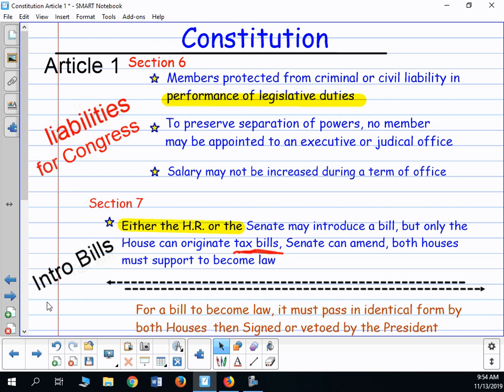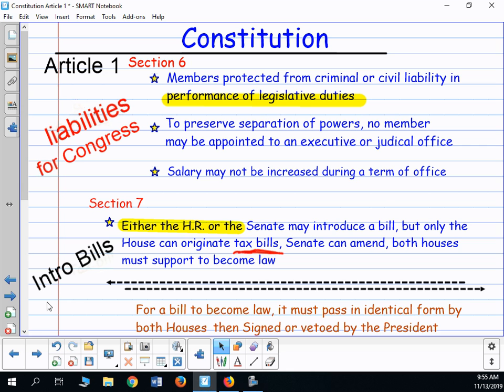No member may be appointed to an executive or judicial office. Okay, so what's that saying? That is saying that if you are a member of the legislative body or the legislative branch, you cannot also be a member of the executive or the judicial branch. You cannot serve both. That would give too much power to an individual. And remember, it's all about separating the powers. So no member may be appointed to be in the executive branch or judicial branch.